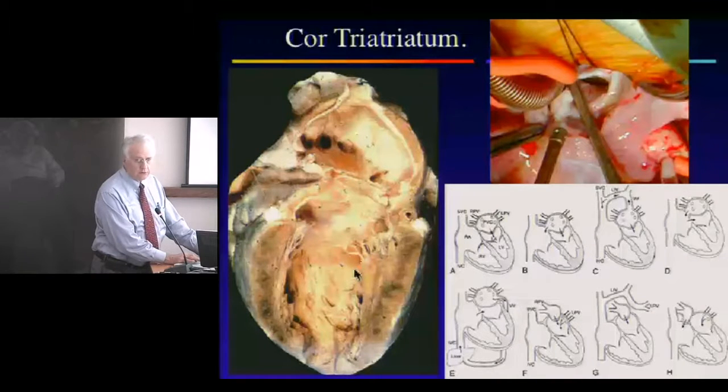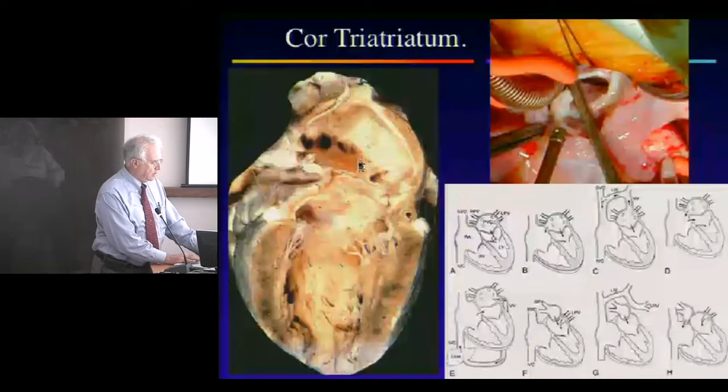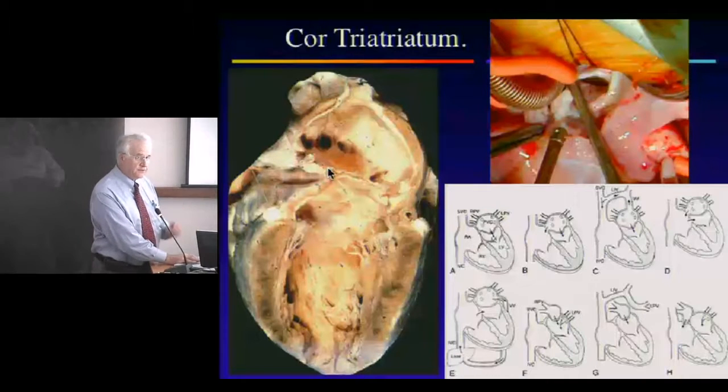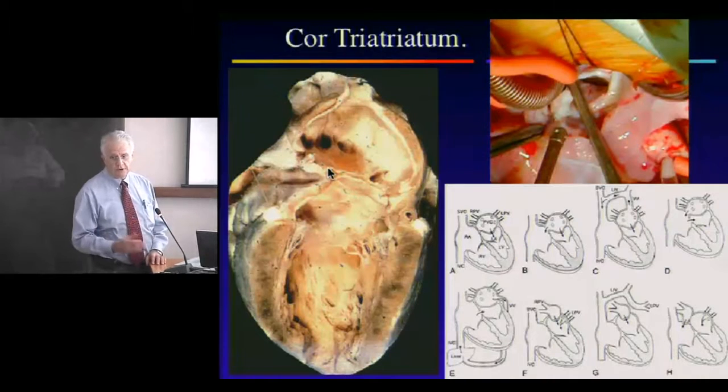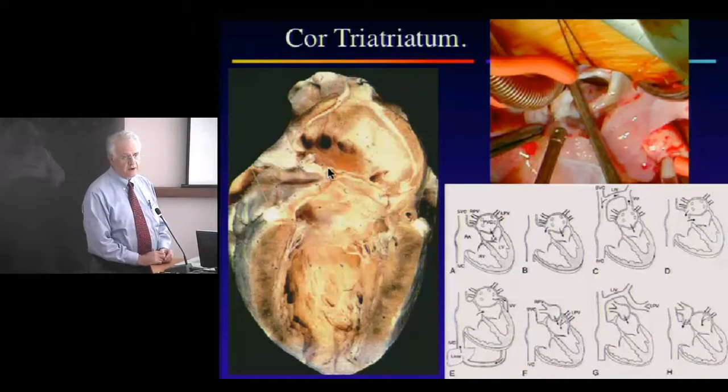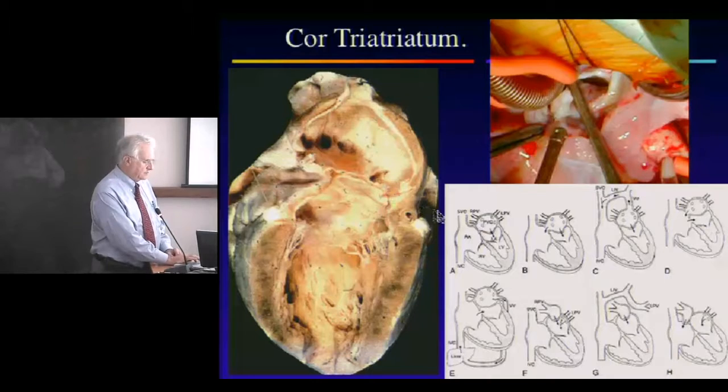cor triatriatum, distal or proximal, closer to the mitral valve than the membrane. So if you follow this up, you find that you're seeing the true part of the left atrium over here, the part where the pulmonary veins coalesce and join to the left atrium, and what's left behind is an incomplete structure. The membrane itself is very interesting, because it's not really a membrane. Sometimes it's got cartilage in it and can be very thick and fibrous as well. So it's an interesting structure.